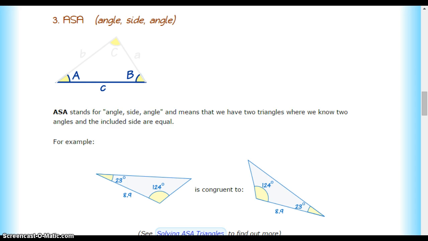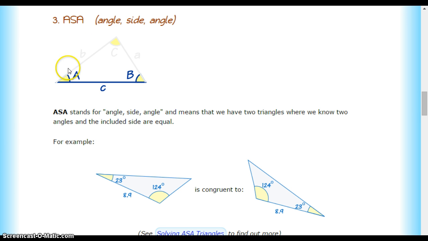So this is the last video of the 3 that I said I'll be making, and for this video we'll be focusing on the ASA way to draw or construct congruent triangles. Okay, so this is the last one, the last out of the 3 that I said I'll be talking about.